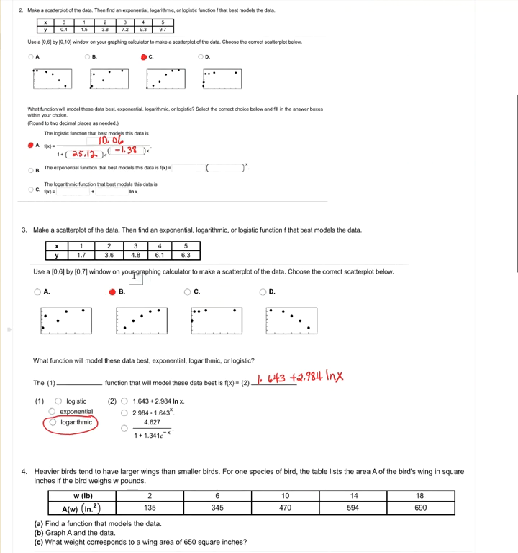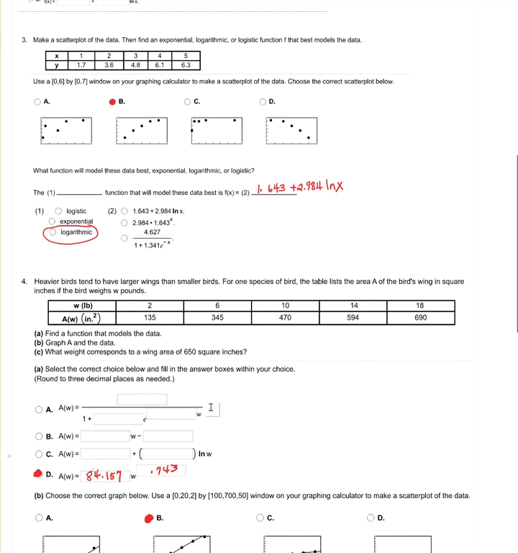Number 3, same way. We're figuring out what it's going to be. It's this. That looks logarithmic. It's kind of curving over. And it says to pick the right numbers. Now, if you know that it's logarithmic and not exponential and not logistic, you could just pick this one because you're not having to type that in. You're just going to pick it. But you should try it in your calculator anyway.